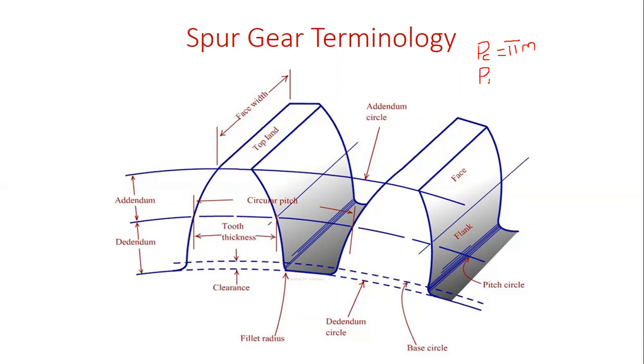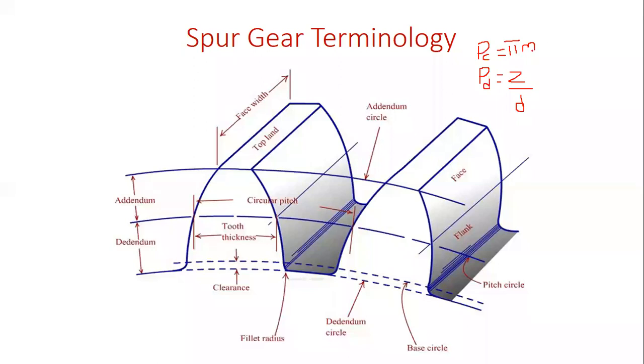Circular pitch is denoted by PC, whereas diametral pitch is denoted by PD. It is Z divided by D. Z is the number of teeth on the gear, divided by D, which is the pitch circle diameter.